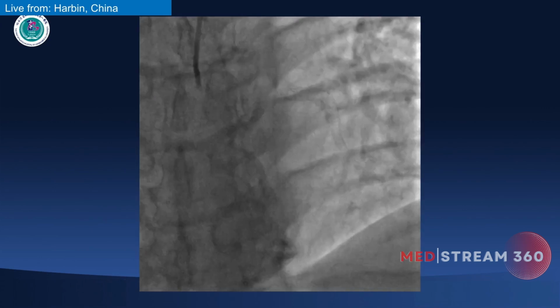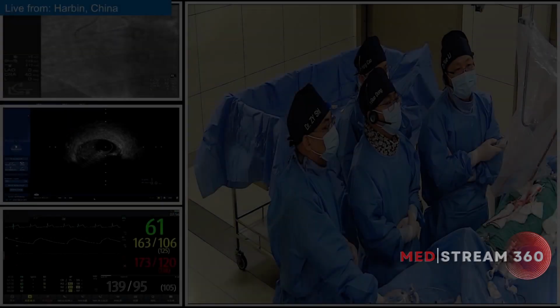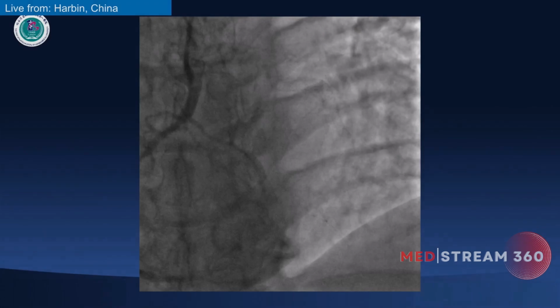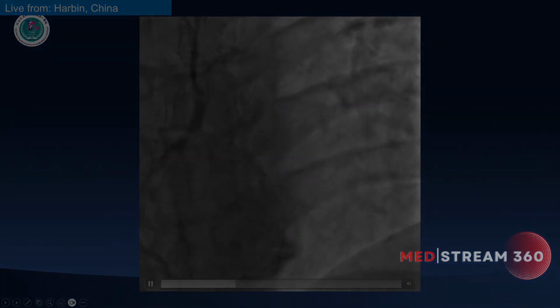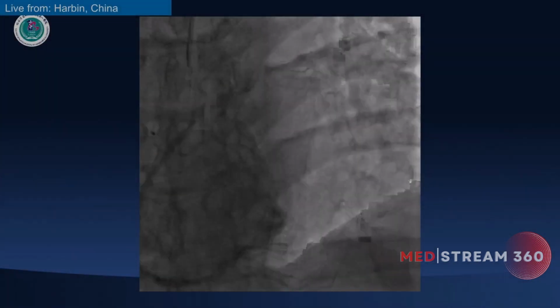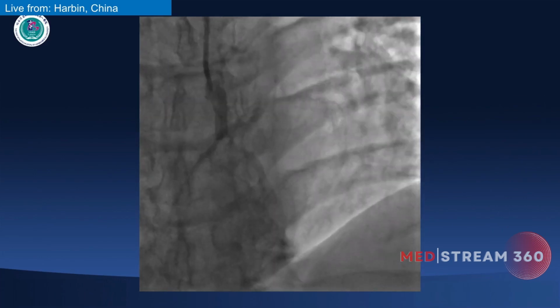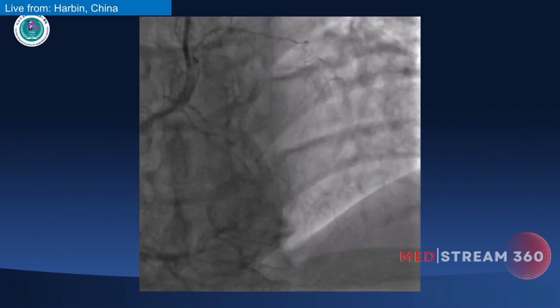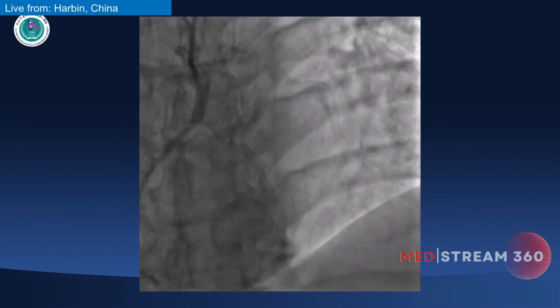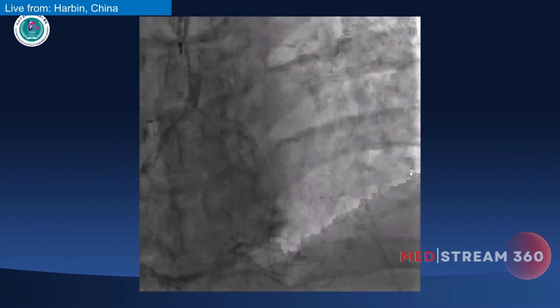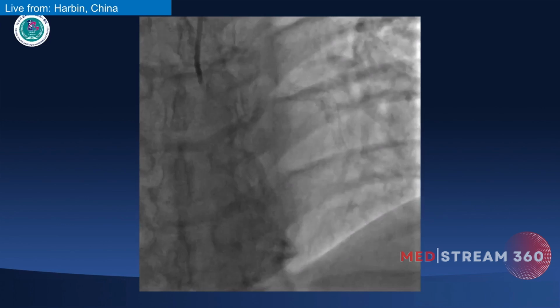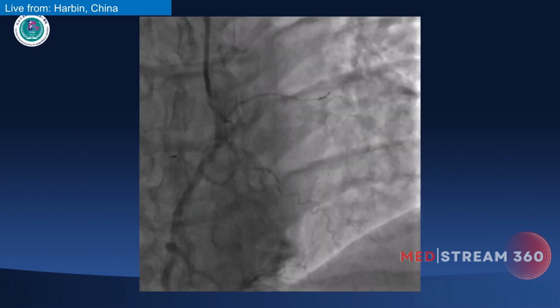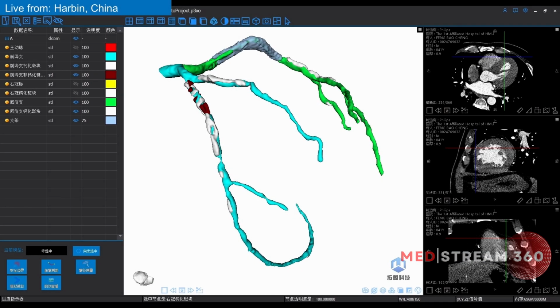Let me introduce the right coronary artery angiography. It shows a very long, diffuse, mild stenosis of the right coronary artery. You can see there are some contralateral collaterals to support the LAD, and there is a septal branch from the proximal right coronary artery to support the left anterior descending. The reconstruction showed its patency, but in fact it is occluded.